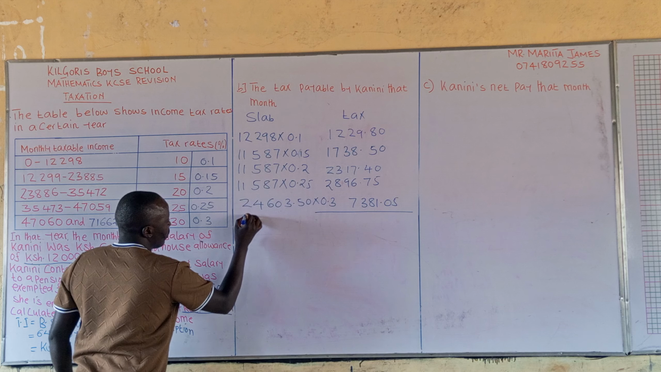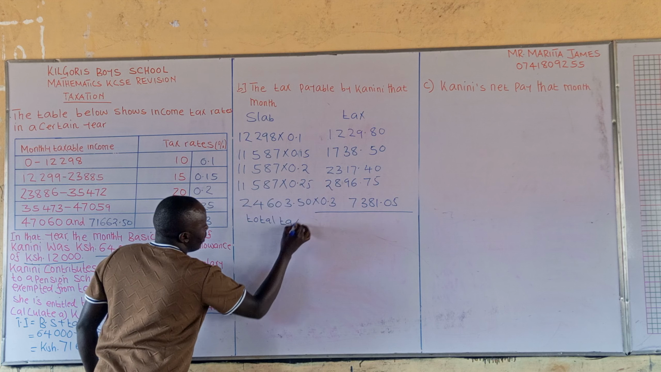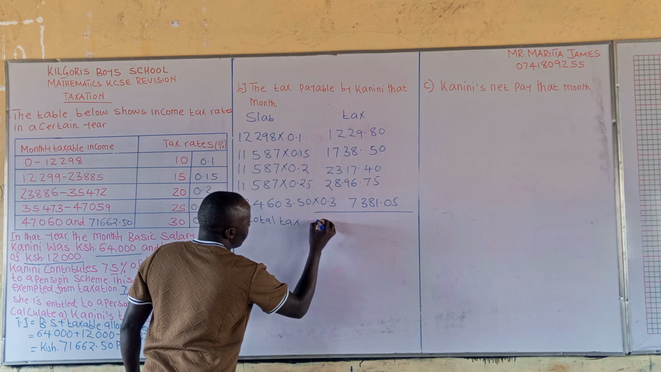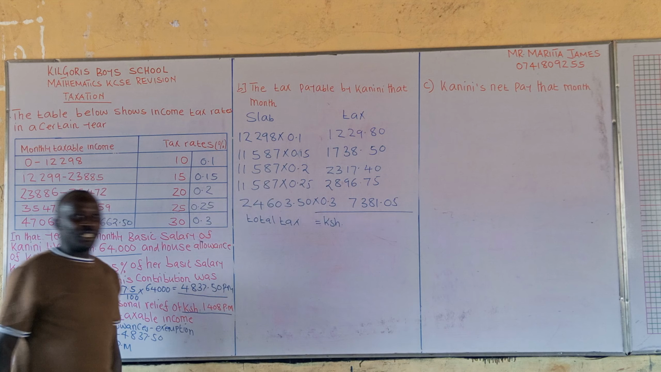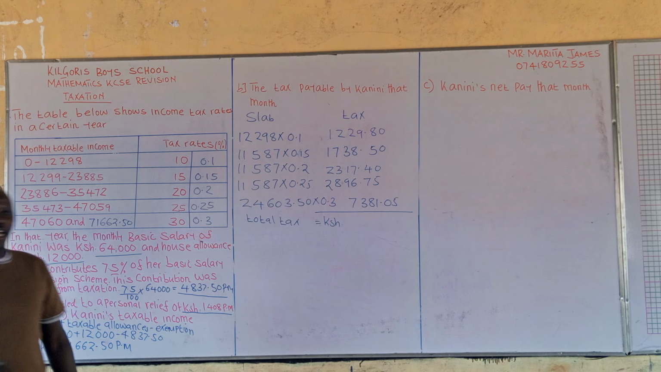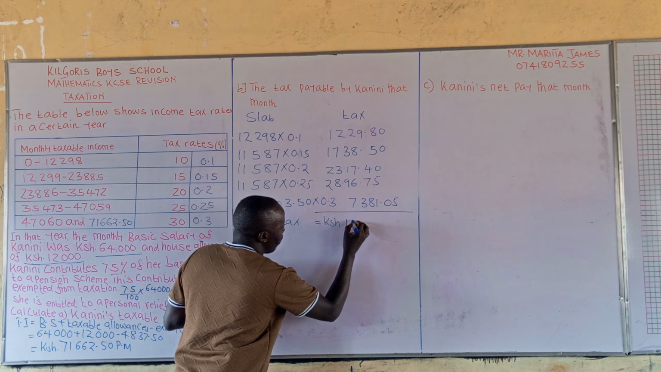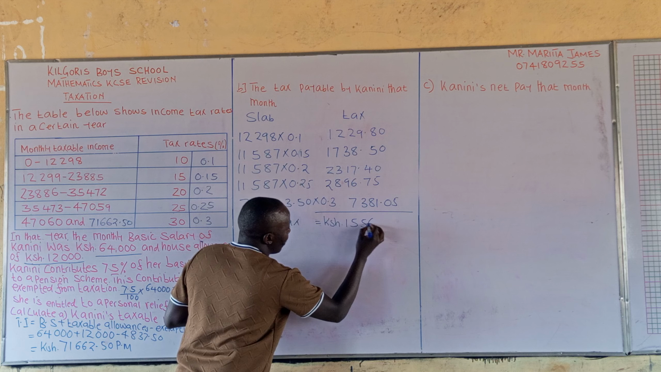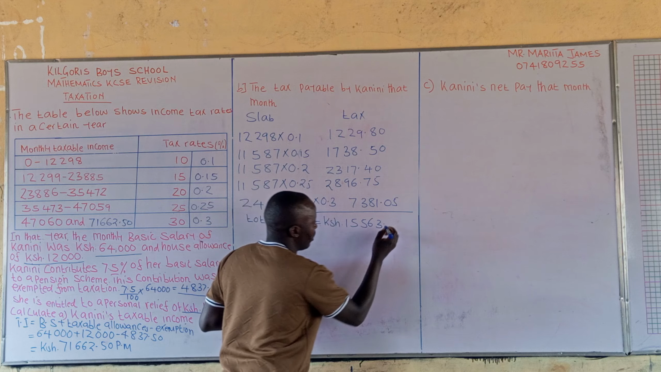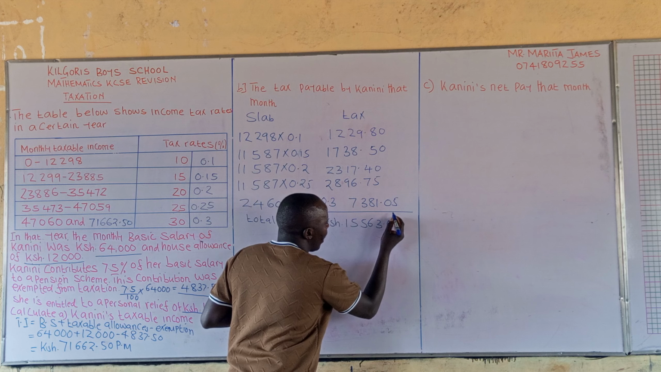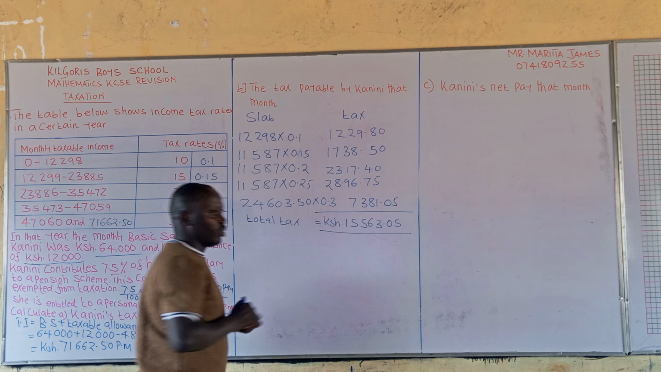Now you will get the total tax. So we get the total tax after adding all that, which is equivalent to P. So we have this as Kenya shillings. After adding all that, you will get 15,563 and 0.5 cents. So that is how you can get that total tax.